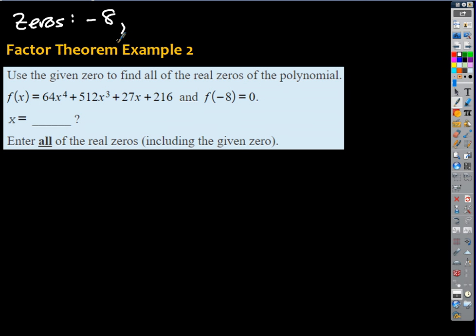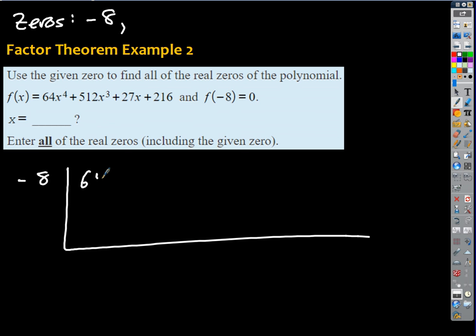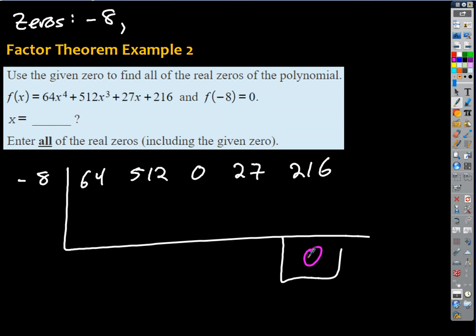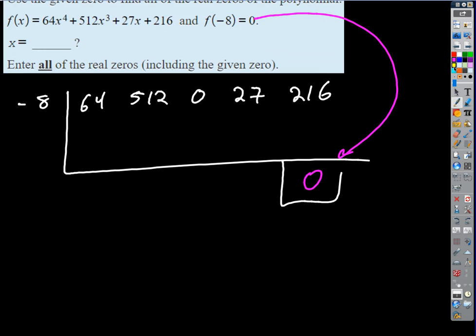Synthetically divide. Yeah. Coefficients? 0. Good. What do I know? There's a 0. We know that's true because it told us that it's a 0, right? Okay, what do we get if we do that math? So f of negative 8 equaling 0 is the same as x plus 8 being a factor. Exactly. Yep.